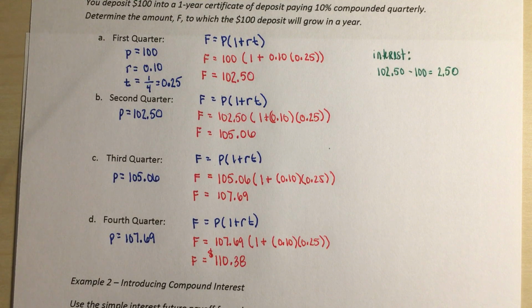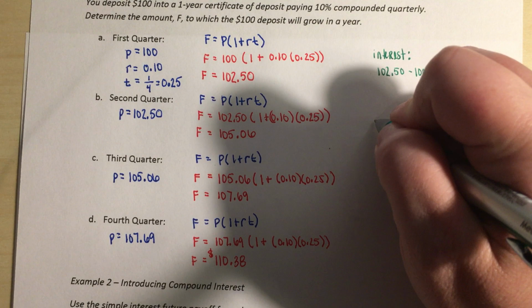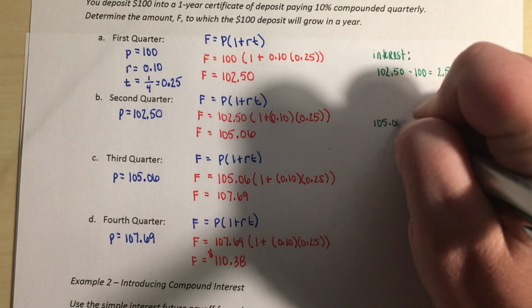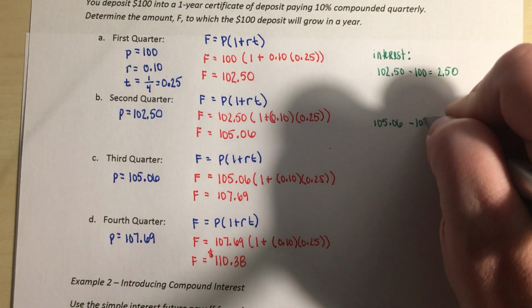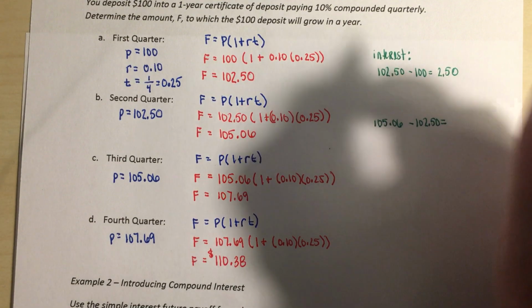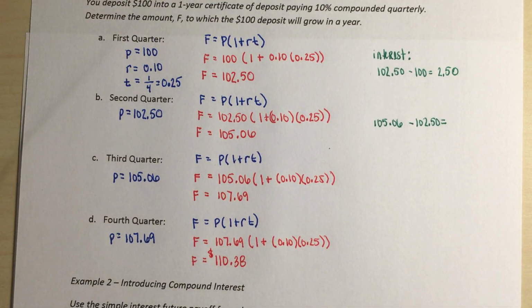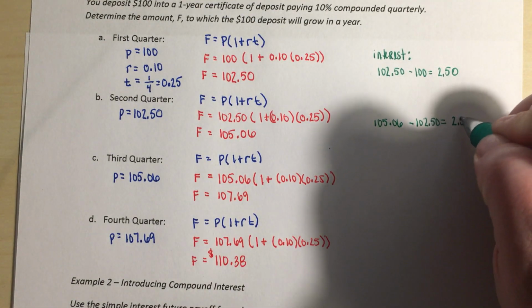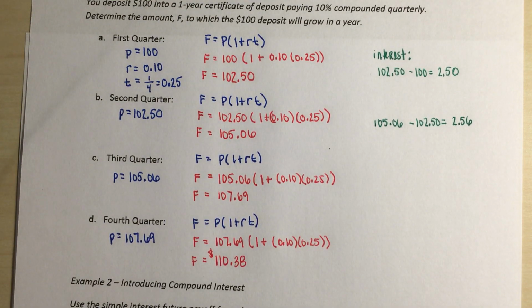first quarter. Now if we subtract our next principals, so if we take our 105.06 minus 102.50, again, we're just going quarter to quarter. We're not going from our original. So 105.06 minus 102.50 is going to give us 2.56. Notice that our interest has increased by a little bit. Our time hasn't increased, our interest rate hasn't increased, but what has increased is our principal. That means our interest is going to increase a little bit.